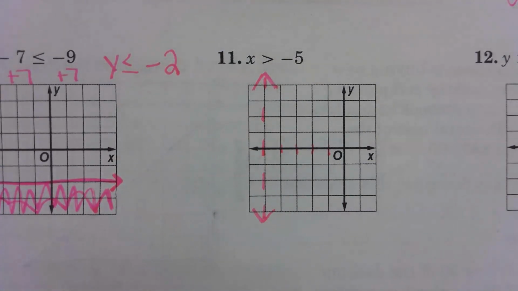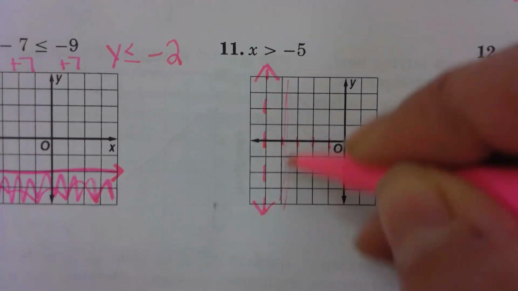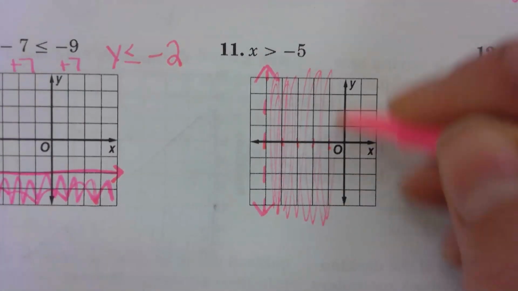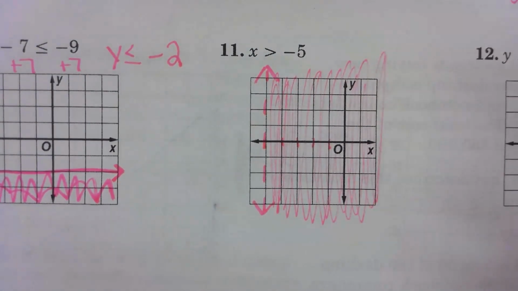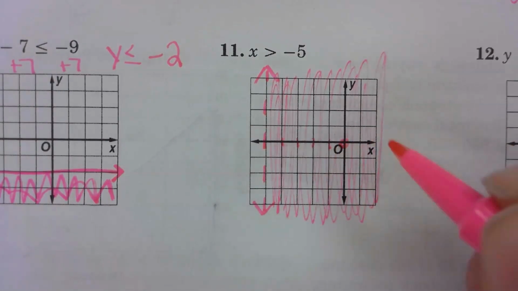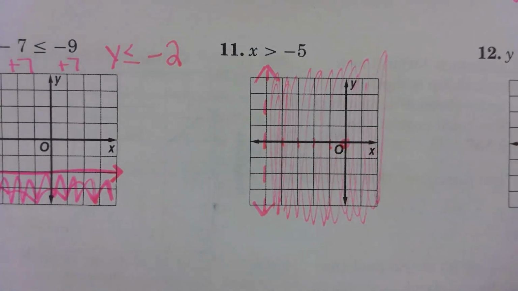And do I shade to the right or to the left? Where are the x values going to be greater? To the right. Did you shade to the left? Yeah. So would 0, 0 be a solution? Yes.